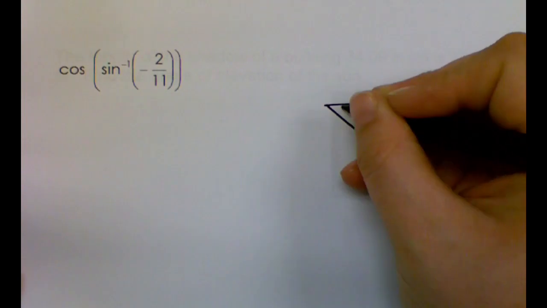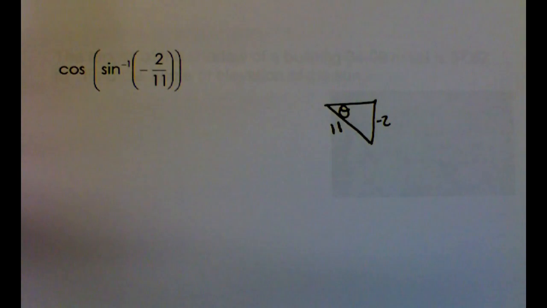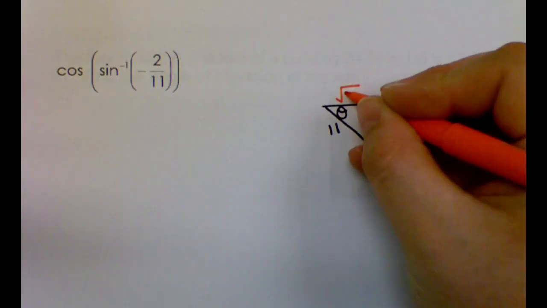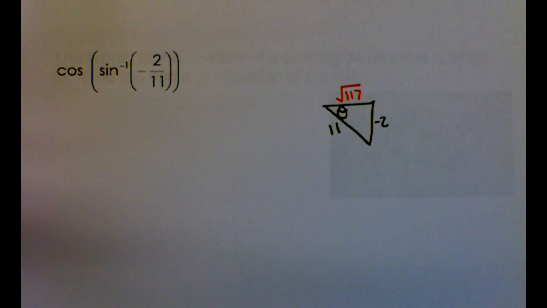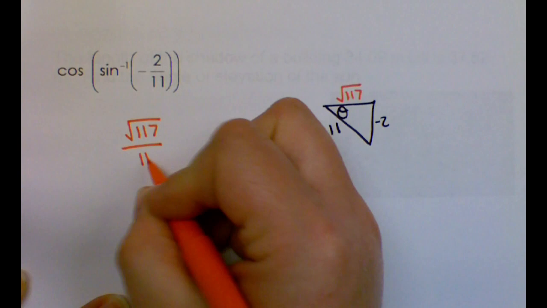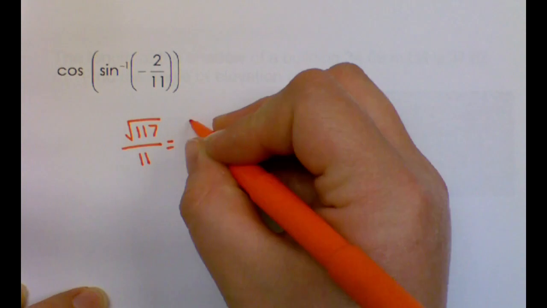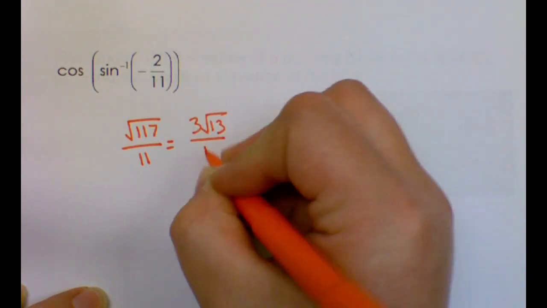All right, cosine of sine inverse of -2/11. Sine inverse of negative means we're in the fourth quadrant. And the sine, so opposite over hypotenuse, that 2 in the opposite gets the negative. Pythagorean theorem to find the missing side. We have the square root of 117, not pretty. And the cosine of that angle then is the square root of 117 over 11. But wait, 117 actually can be simplified to 3 square root 13. That's a sneaky one.